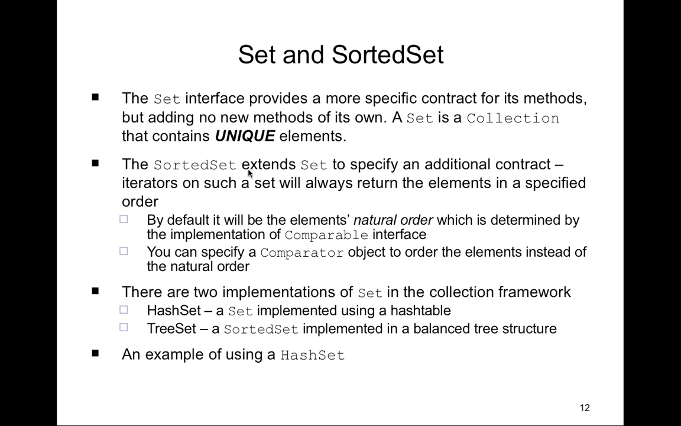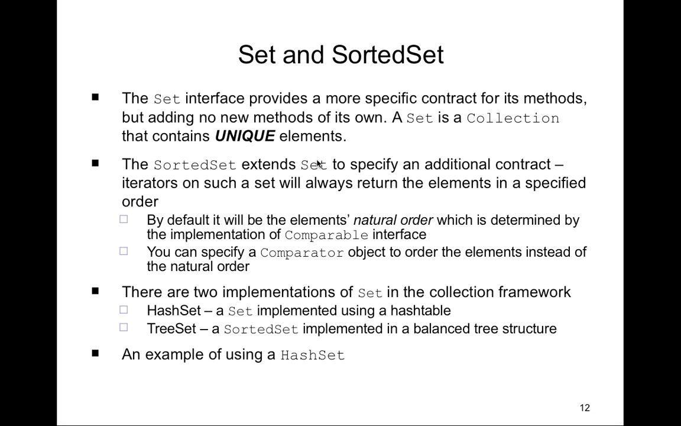So a sorted set extends the set. So what does that tell you? It's inherited from set. Set is an interface, and then we have sorted set, which extends set to specify additional contracts, additional iterators, such as that a sorted set will always return the elements in a specific order because it's sorted. So you're going to sort alphabetically, and you're sorting the items. You're not using an index. Instead, you're using the items themselves to sort the items. So if they're numbers, you could sort the numbers in ascending or descending order, whether it's alphabetical words or something like that, names or people.